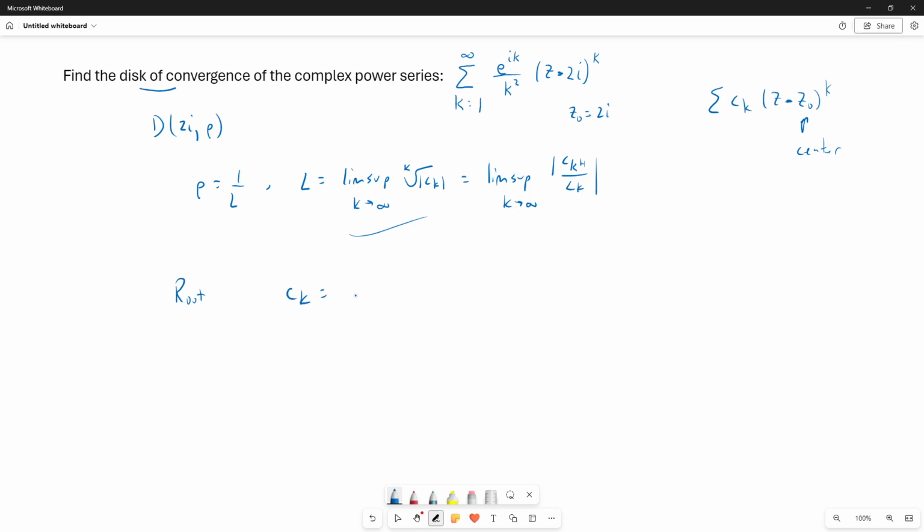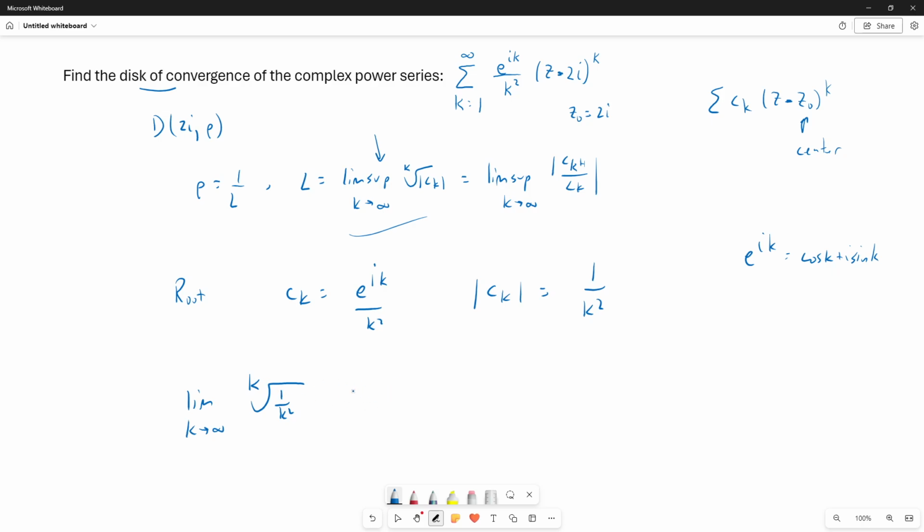ck is e^(ik) over k squared. The modulus of ck is 1 over k squared, because the modulus of e^(ik) is 1. That is a point on the unit circle. e^(ik) is cosine k plus i sine k, and that is on the unit circle at the angle k radians. So then we need the kth root of 1 over k squared, and we want to take the limit of that. This limit exists, so we don't need the lim sup.